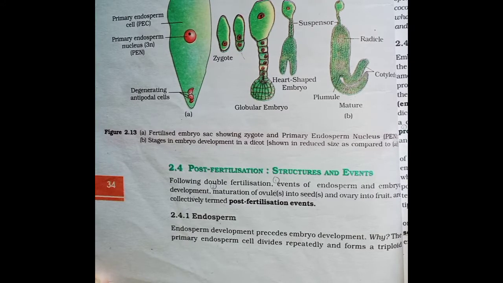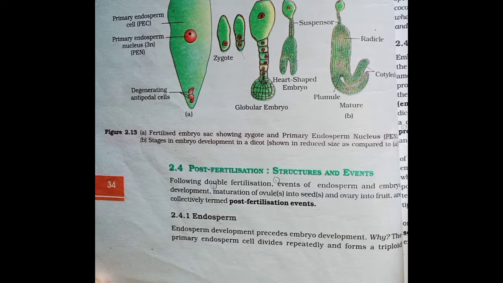Post-fertilization structures and events. So post means after. Fertilization means the fusion of male and female gamete to form a zygote. So what happens after the fertilization is called post-fertilization.